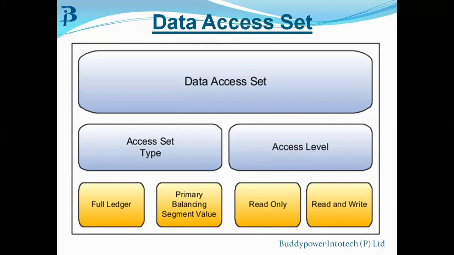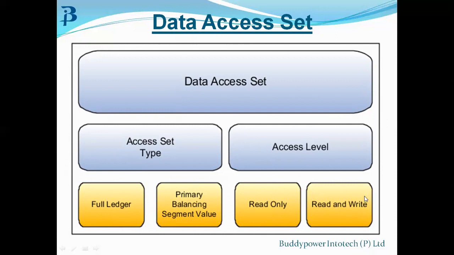The full ledger access set type provides access to the entire ledger, or the ledger set. This could be for read only access or both read and write access to the entire ledger. The same thing goes with the primary balancing segment value access set type, wherein you can provide access to the primary balancing segment value for the whole ledger. Either it can be read only or read and write.